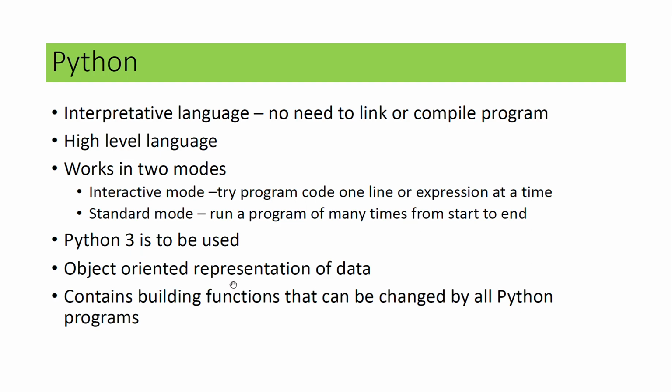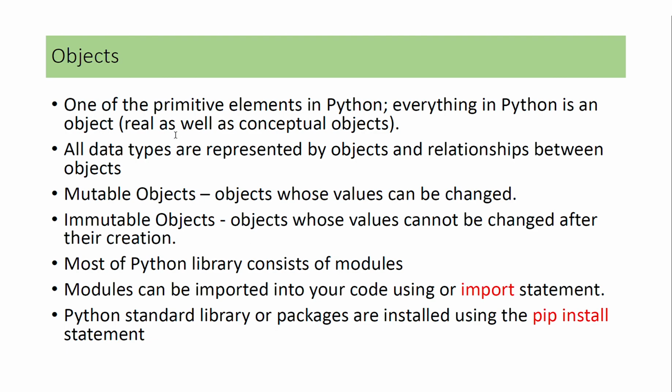The object-oriented representation of data contains built-in functions that can be used by all Python programs. So the object is one of the primitive elements in Python. Everything in Python is an object, real as well as conceptual objects. All data are represented by objects and relations between the objects. Mutable objects are objects whose values can be changed. Immutable objects are objects whose values cannot be changed after their creation.